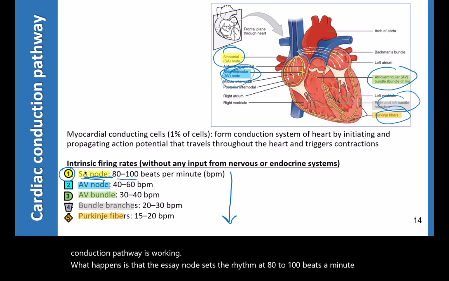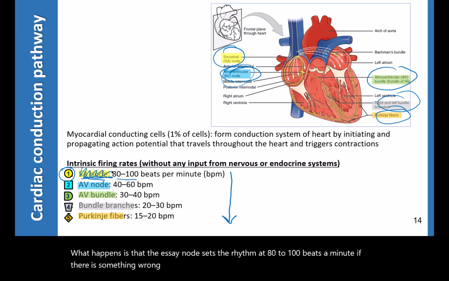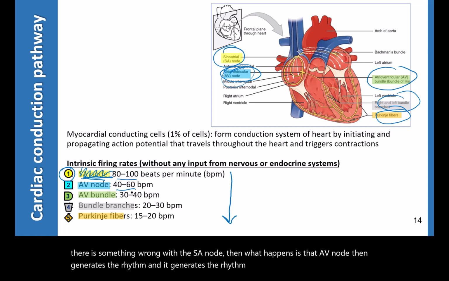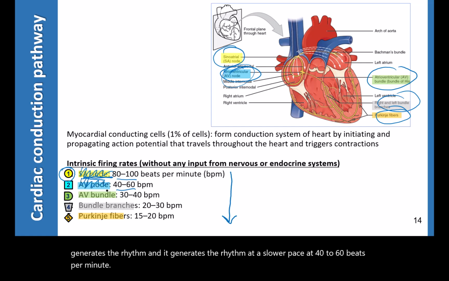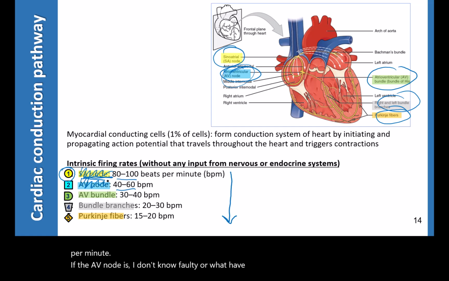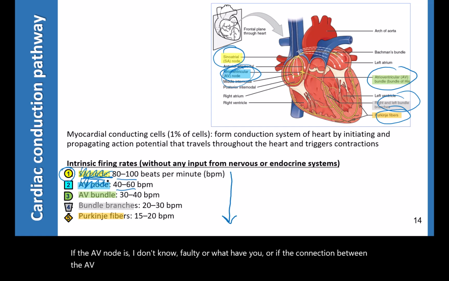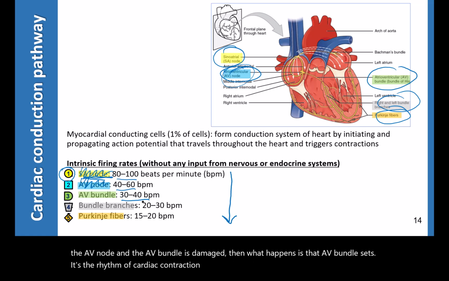If there is something wrong with the SA node, then the AV node generates the rhythm, and it generates the rhythm at a slower pace, at 40 to 60 beats per minute. If the AV node is faulty or what have you, or if the connection between the AV node and the AV bundle is damaged, then the AV bundle sets the rhythm of cardiac contraction at 30 to 40 beats a minute, and so on and so forth.